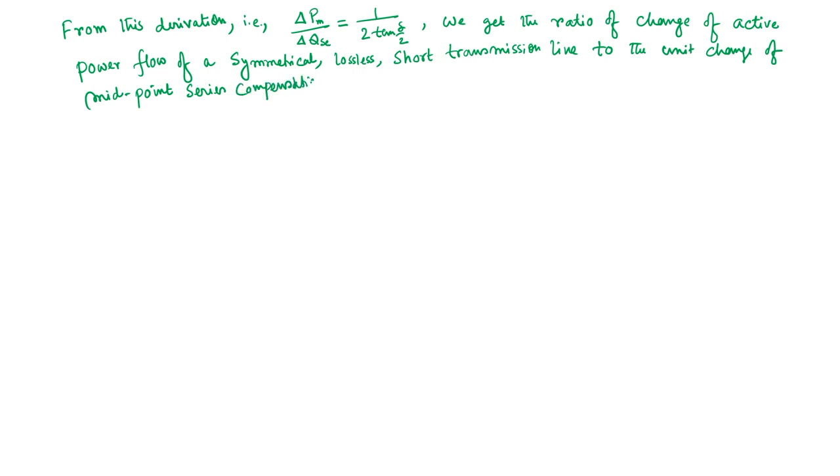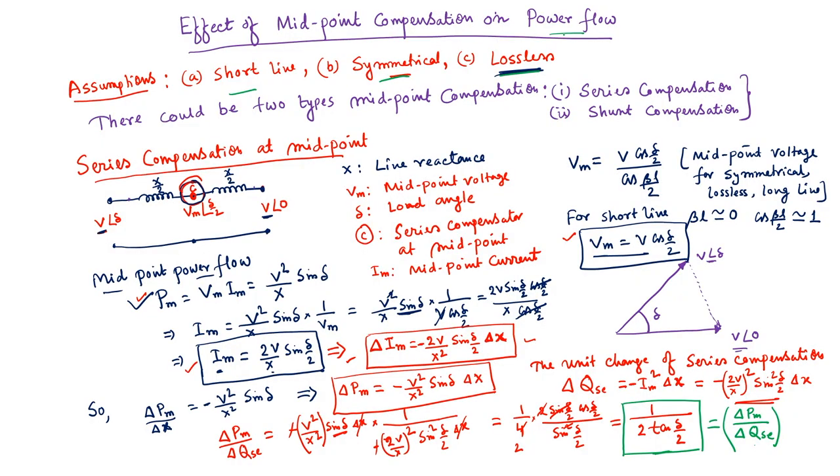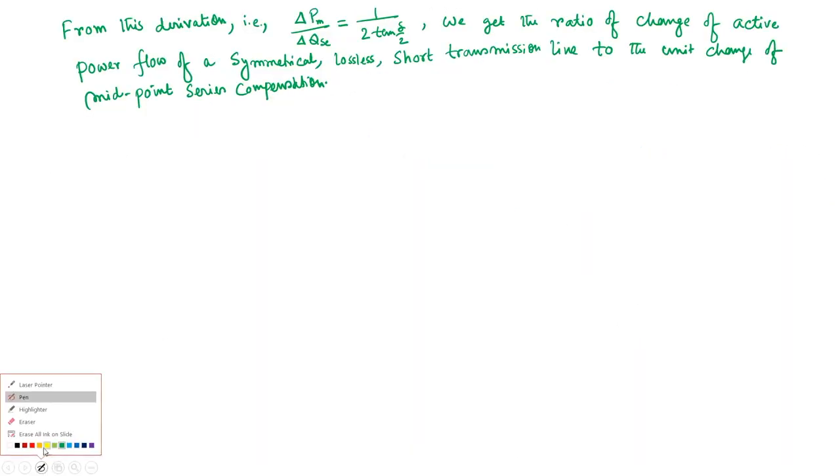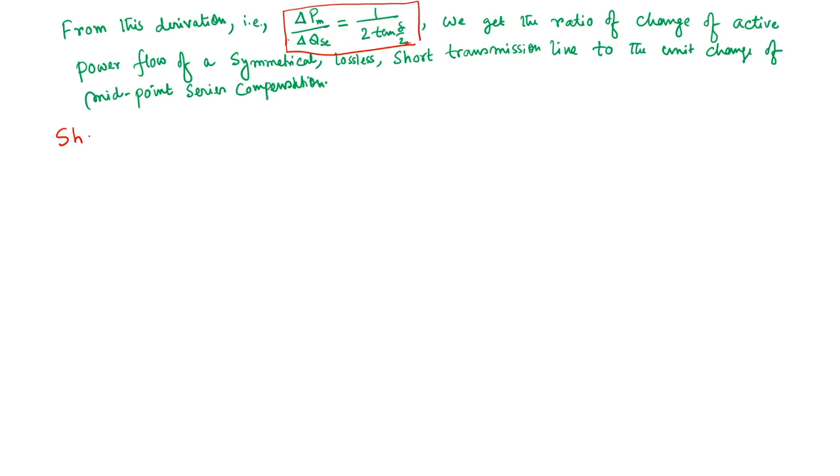So that is our goal to find out. We are interested to find out the effect on active power flow for this midpoint compensation. Here we consider the series compensation at the midpoint, and we come out with this expression, which shows that when we have a unit change of this series compensation, there is a change in active power flow through the transmission line. That is represented by this ratio del Pm to del Qse, and it is coming out to be a function of the line load angle, that is delta. Okay. So, that is what our goal was. Now, next we will also analyze the shunt compensation.